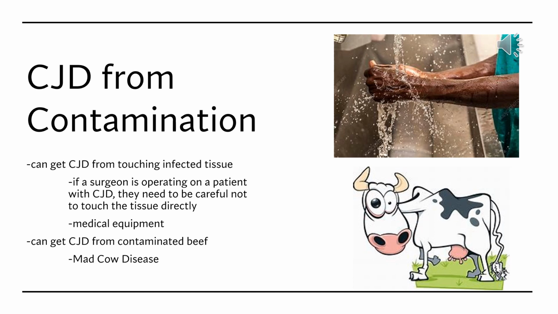You can also get it from contaminated beef. This is mad cow disease. Mad cow disease is also a result from misfolded prions. This causes abnormal behavior, difficulty walking, and weight loss, which will eventually lead to death in cattle. So if you eat an infected cattle, you're ingesting those misfolded prions. And CJD is essentially the human variant of mad cow disease. People typically use the terms interchangeably, where CJD is in humans, mad cow disease is in cattle.